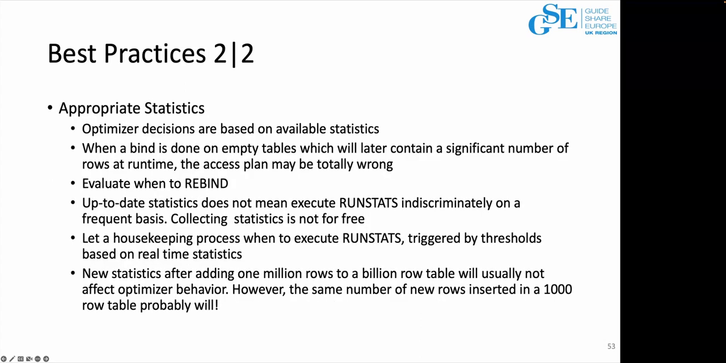Stats. As I mentioned quite a few times, the optimizer decisions are based on the stats that are available to it. If we have to bind a package against an empty table, which will later contain a significant number of rows at runtime, then the access path will probably be completely wrong and very inefficient. We need to consider carefully when to rebind and which options we use for the rebind.